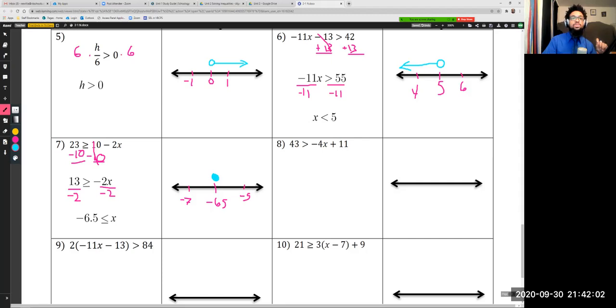Oh, careful. So the x, this is saying x is greater than or equal to a negative 6.5. So our solutions are not going to be to the left. Our solutions are going to be pointing this way. X is greater than. The x's we choose are going to be from the side closer to 0, or more positive, I should say. Okay?